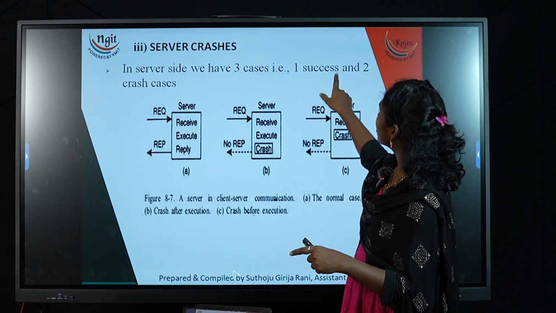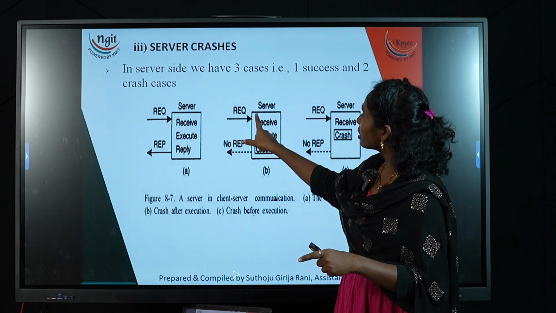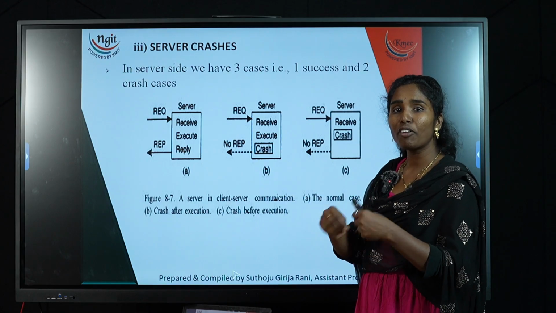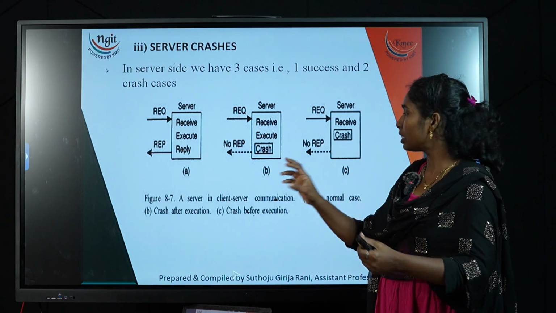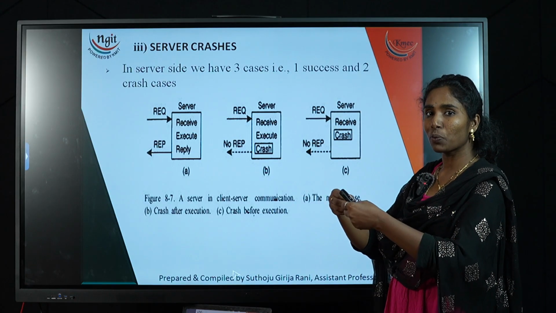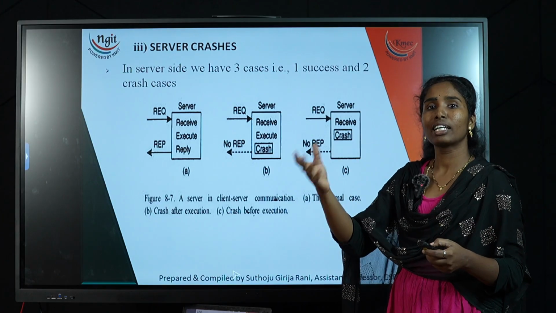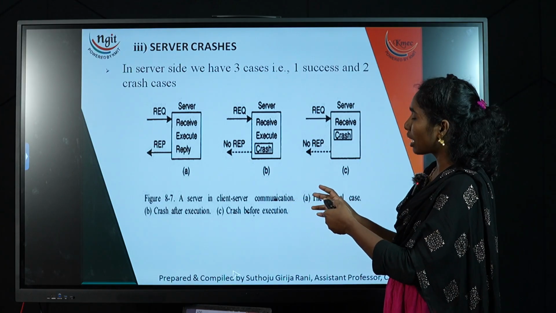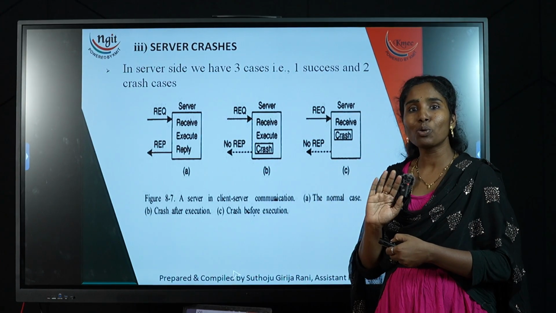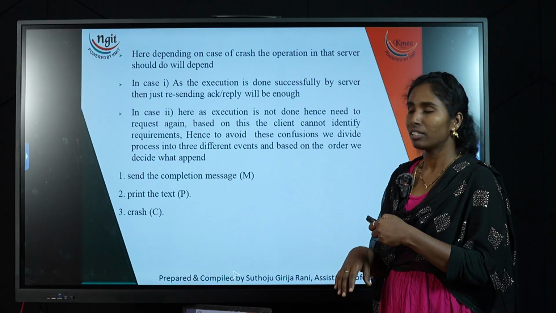Second one is a crash state, but when? Here the server received the request and it has been executed. After execution, before sending the reply, it got crashed, right? Last one, it has just received the request and got crashed, so there is no reply sent back to the client. So these are the 3 types of server crashes we may face. For this type of crash, no masking is possible. The only thing is we have to replace the system, right?